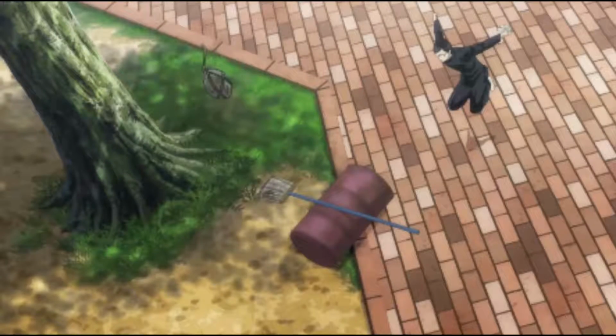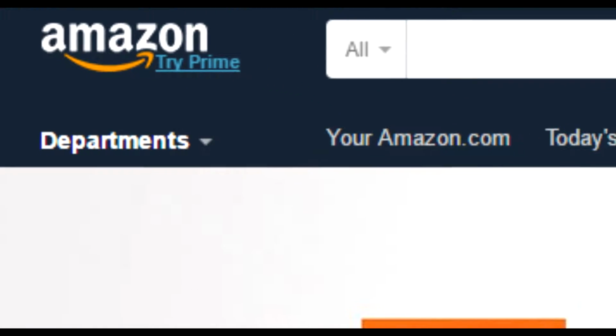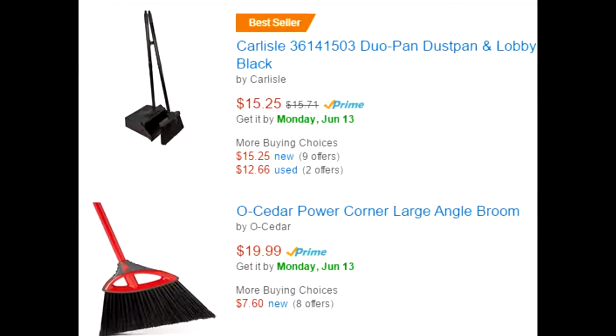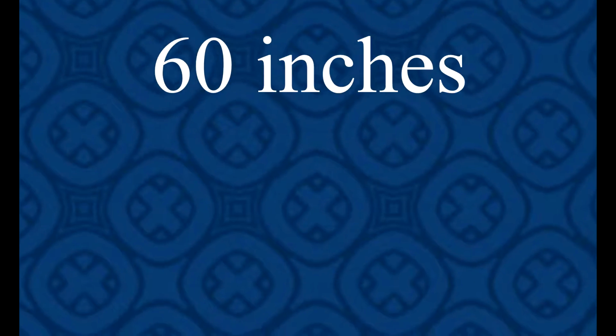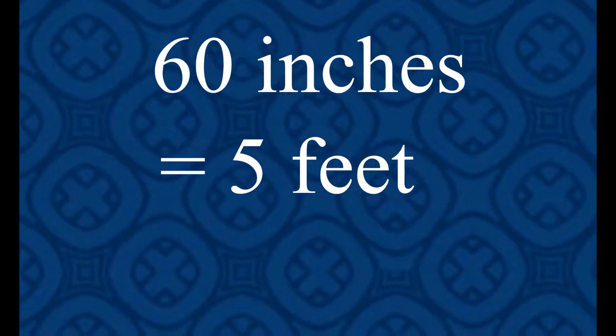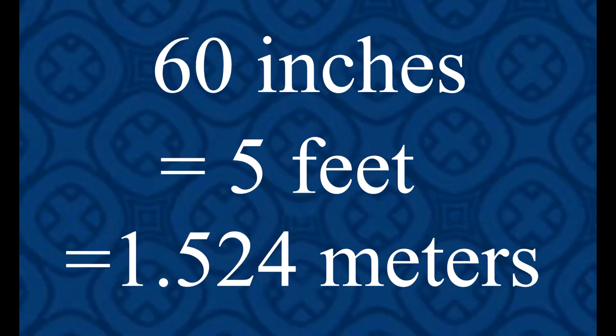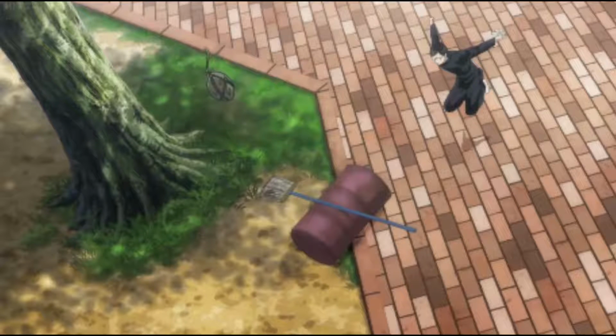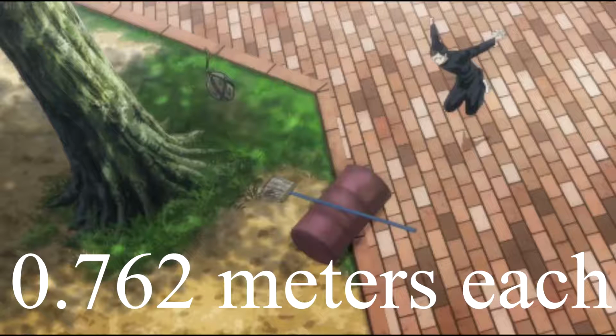Alright, first let's analyze the clip. We'll first solve for the length of the broom. And to find that length, we'll go to Amazon and search for brooms. After searching Amazon, we can determine the average length of the broom to be 60 inches or 5 feet. When we convert that into metric, we get 1.524 meters. The broomstick is centered on the barrel, so both sides are equidistant from the center at 0.762 meters each.